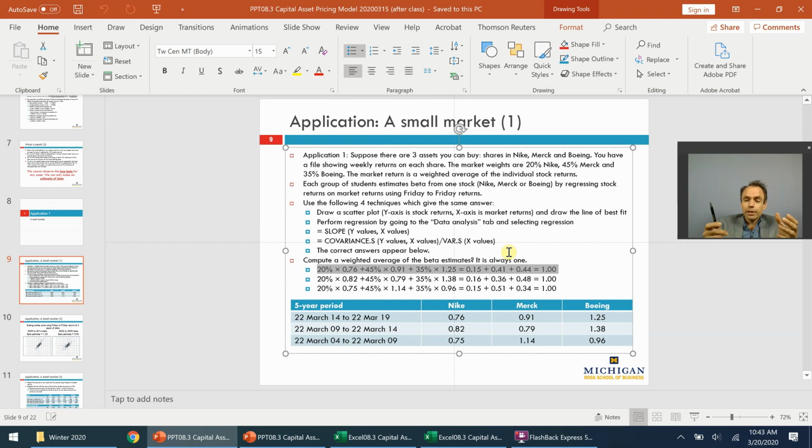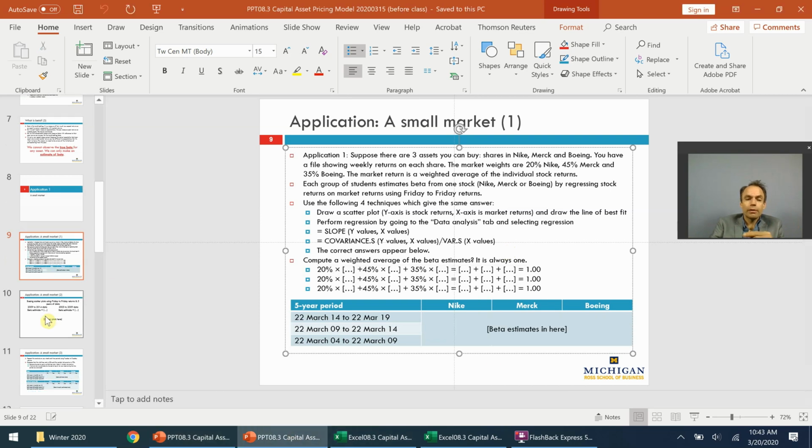For these companies, their basic business model didn't change from one 5-year period to the next. Nike was still selling shoes and apparel, Merck was still selling pharmaceuticals, and Boeing was still selling air parts. Their basic business model hasn't changed. Their cost structure didn't really change. All that's happened is that in different time periods, there is noise in the historical data, and that shifts the beta estimates from one estimate to another.